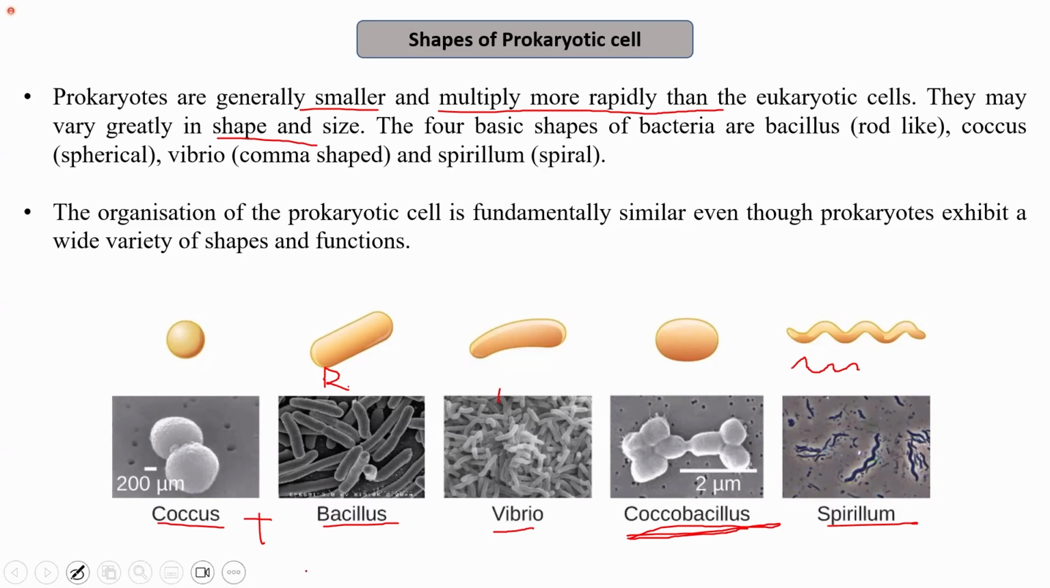So this was about the different shapes that are present in the organisms of kingdom Monera, or we can say shapes of the prokaryotic cells. So vibrio is comma shaped, spirillum is spiral shaped, coccus is round shaped, bacillus is rod shaped. So this was about the different shapes that are present in the prokaryotic cells.